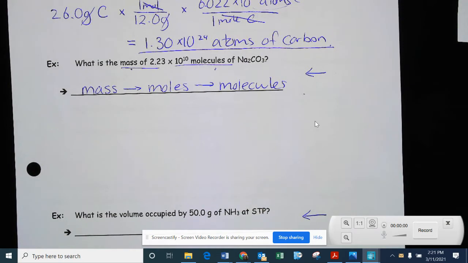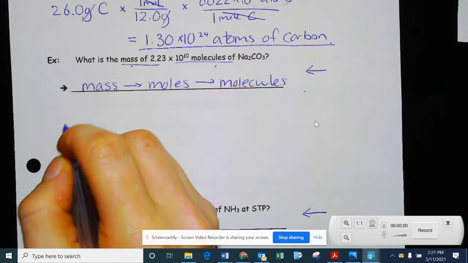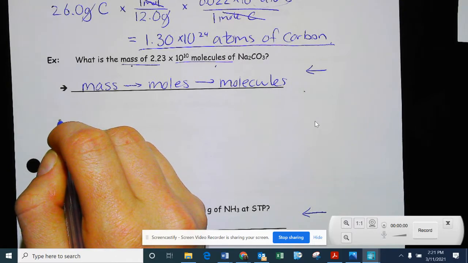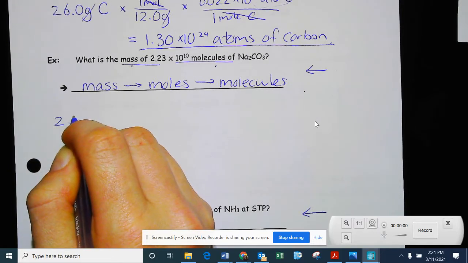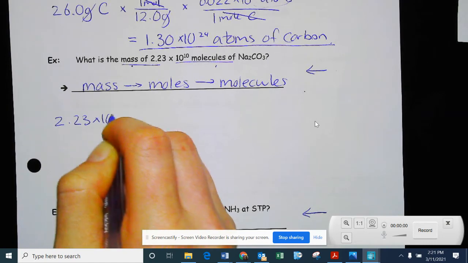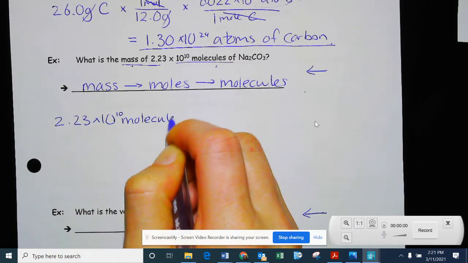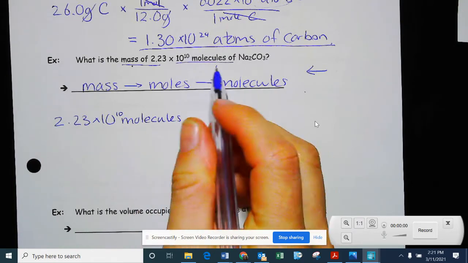So when we're going from mass of molecules, oh my gosh, struggling here. Okay, 2.23 times 10 to the 10 molecules. I actually wrote this backwards. It should be molecules to moles to mass.